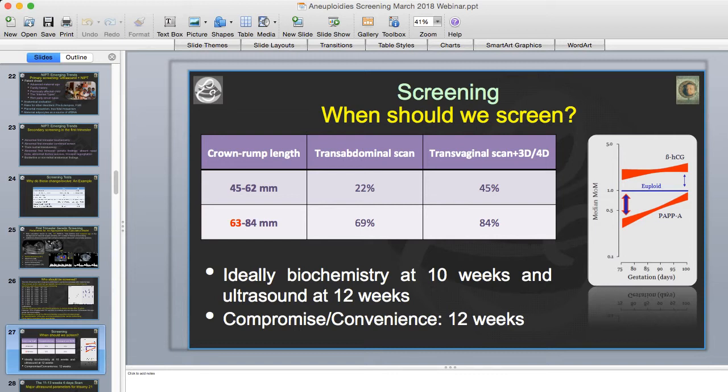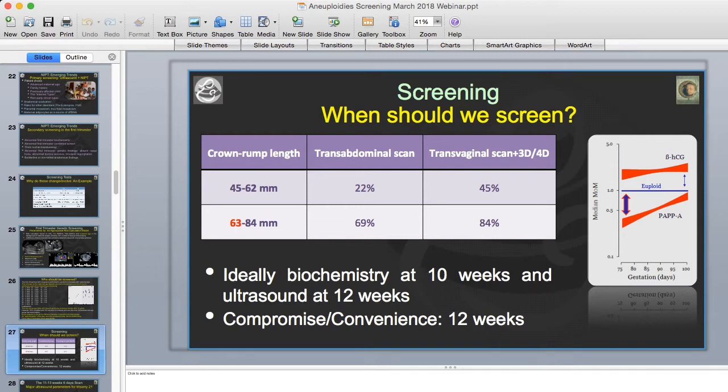If we look at the chart here, we realize that PAPP-A, which is low in the aneuploid fetuses, is far lower than that of the euploid fetus at about 10 weeks of gestation. And the value of PAPP-A is almost equal to the euploid fetus at 14 weeks of gestation. Beta-HCG is about the same. So if we are to take advantage of this lower PAPP-A, then we must do a biochemical screening at about 10 weeks of gestation.